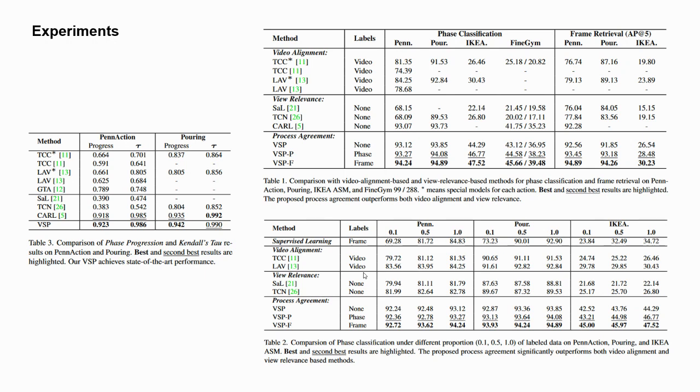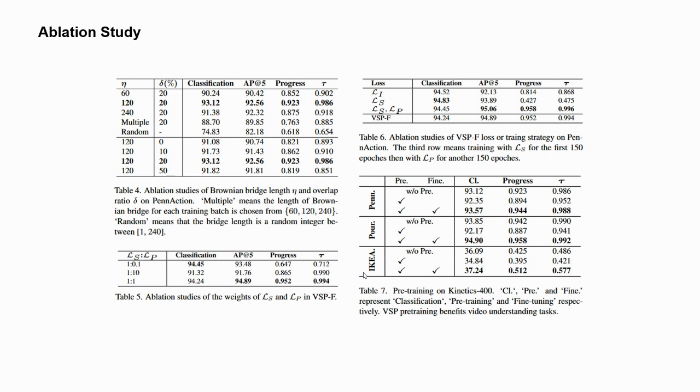The following is the ablation experiment, and Table 4 shows the length of the Brownian bridge and coincidence rate. We found that a bridge length of 120 and a coincidence rate of 20% can achieve good results. Table 5 shows the influence of PCL weights, and Table 6 shows the ablation experiment of PCL training approaches. Table 7 shows the results of pre-training on large-scale Kinetics.